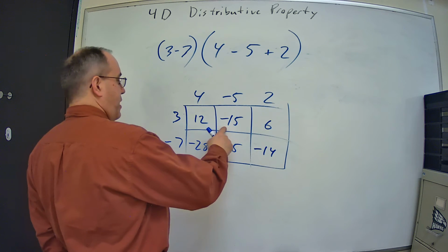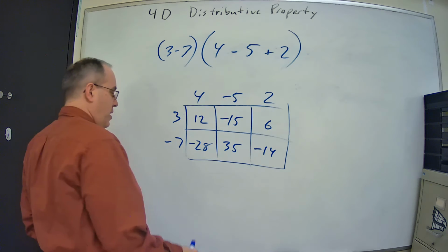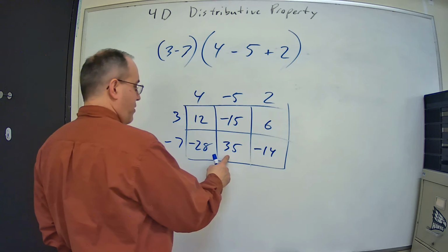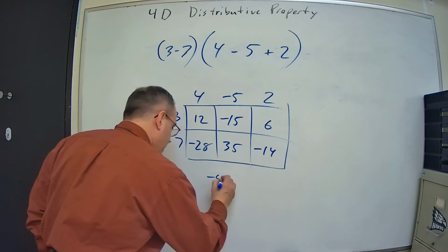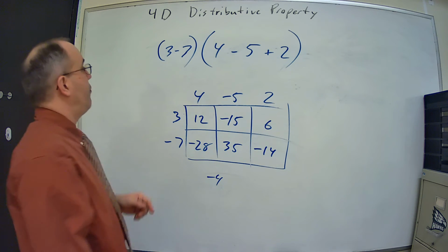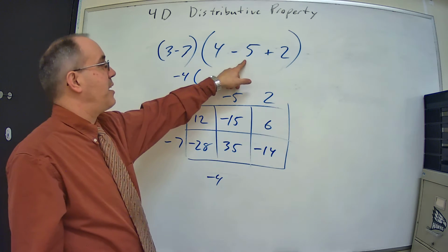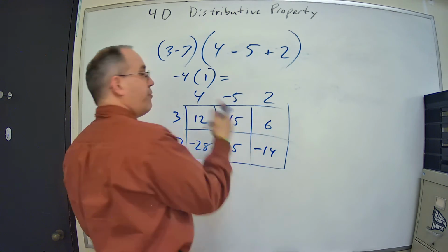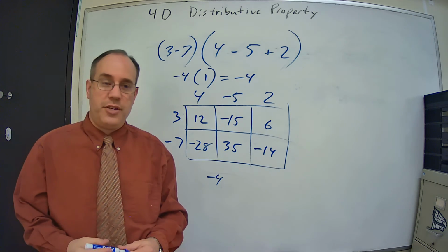So 12 plus negative 15 gives me negative 3. Plus 6 gives me positive 3. Minus 28 gives me negative 25, plus 35 gives me positive 10, minus 14 gives me negative 4. So I get negative 4 as my result. Let's see if that works out right. 3 minus 7 is negative 4. 4 minus 5 is negative 1. Negative 1 plus 2 is positive 1. Negative 4 times 1 is negative 4. So it did get me to that position.